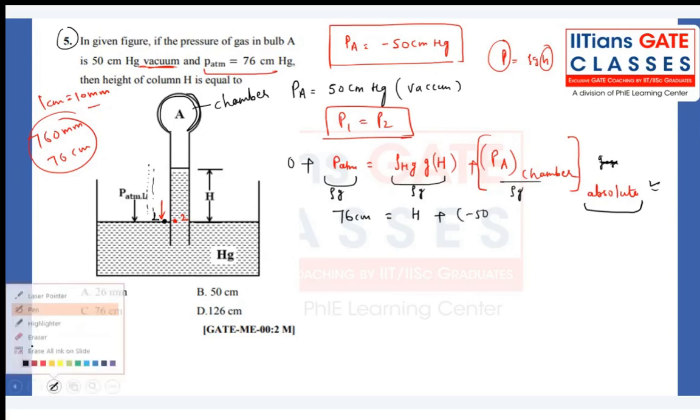Sorry. What is that, guys? Now, what is the absolute value? What is the absolute pressure value? You know that absolute pressure cannot be negative.